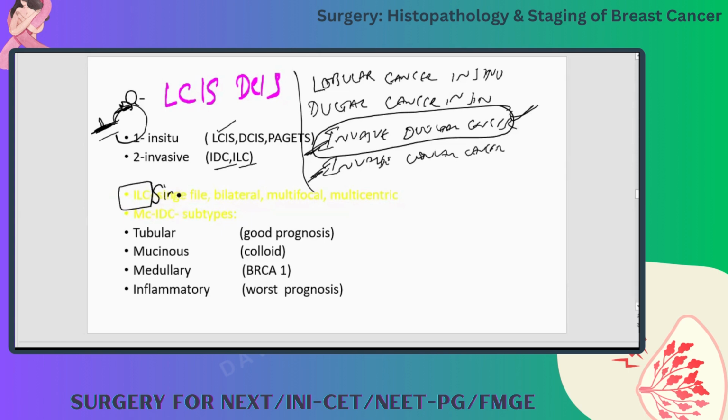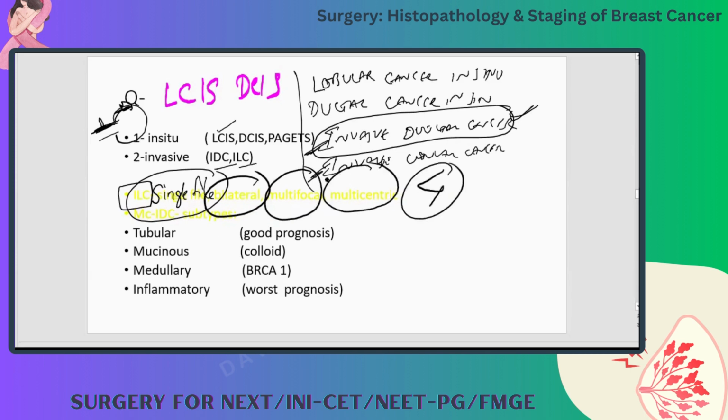It is a single file pattern. What is a single file? In the army, when they do a march past, they do it in 3 files. But a single file is like cells lined in only a single row. Single file pattern. It is bilateral, it is multifocal, and it is multicentric. These are the 4 points I wanted you to know about invasive lobular cancer. First, single file pattern is seen. Second, it is bilateral, both breasts are involved.